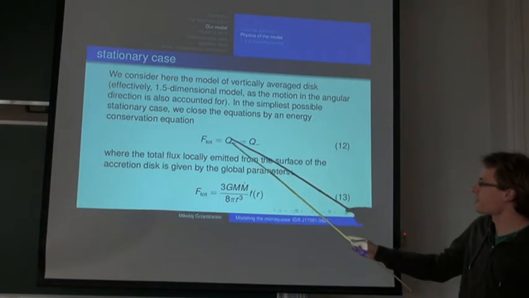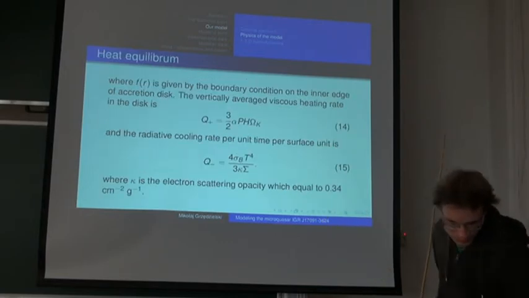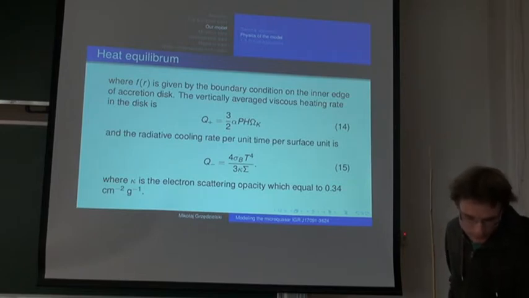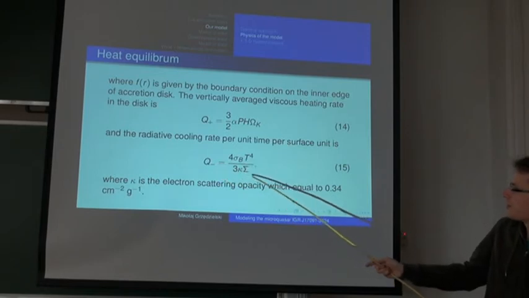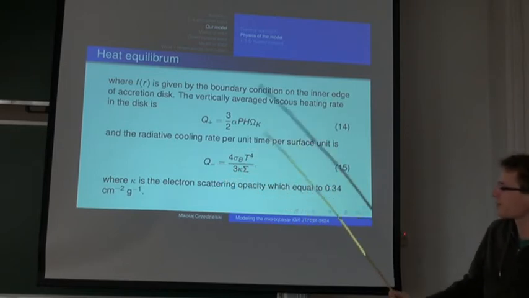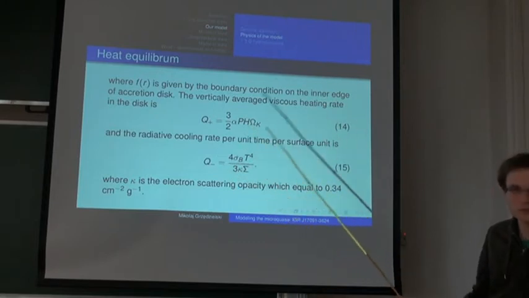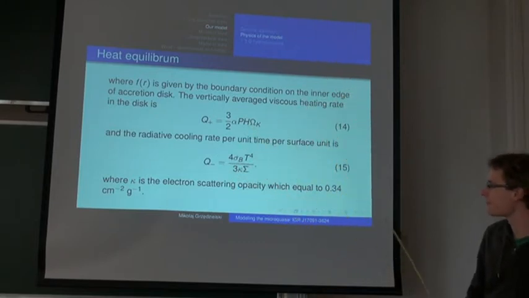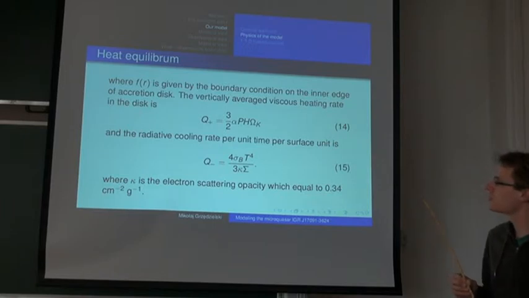We have the stationary case. Q plus is viscous heating, and Q minus is radiative cooling. It is an assumption on special. Okay, so heating is equal to the power, and radiating, so cooling is equal to the power.